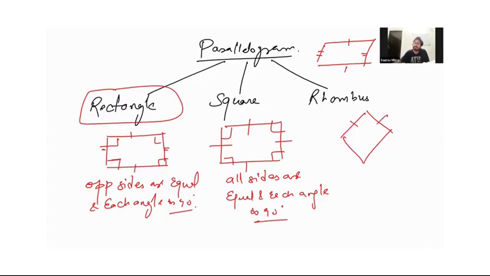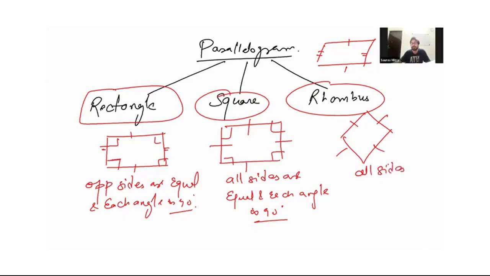all the sides are equal. Okay, in this, all the sides are equal. So from parallelogram, if you draw all the sides equal, all these sides are equal and it is called your rhombus. So this is the further classification of parallelogram. From parallelogram we can derive all this.